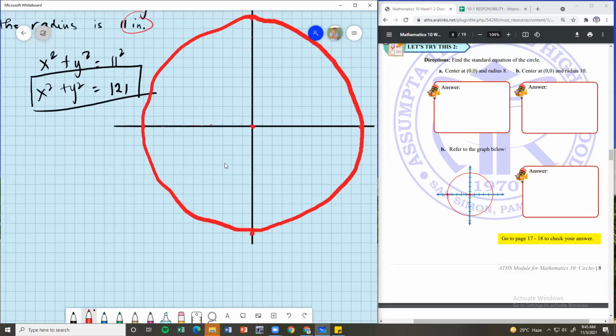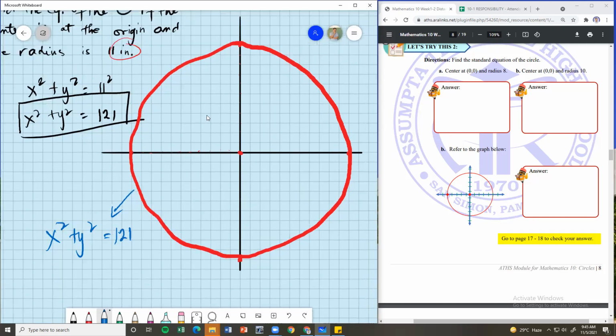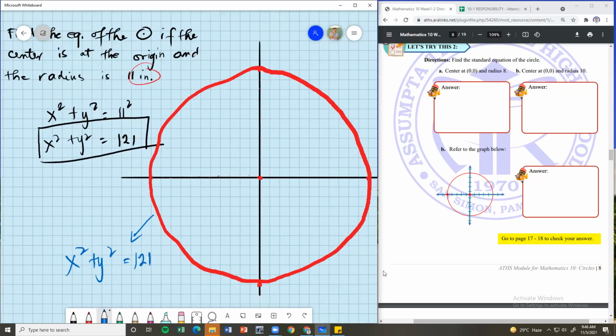And after that, the name of this circle is x squared plus y squared is equal to 121. That is the equation of the circle. Got it? Kindly show a reaction if you understood that process. So that is how we illustrate a circle. Okay? Thank you. Konti lang. What about the rest? Why are there no reactions from other learners?